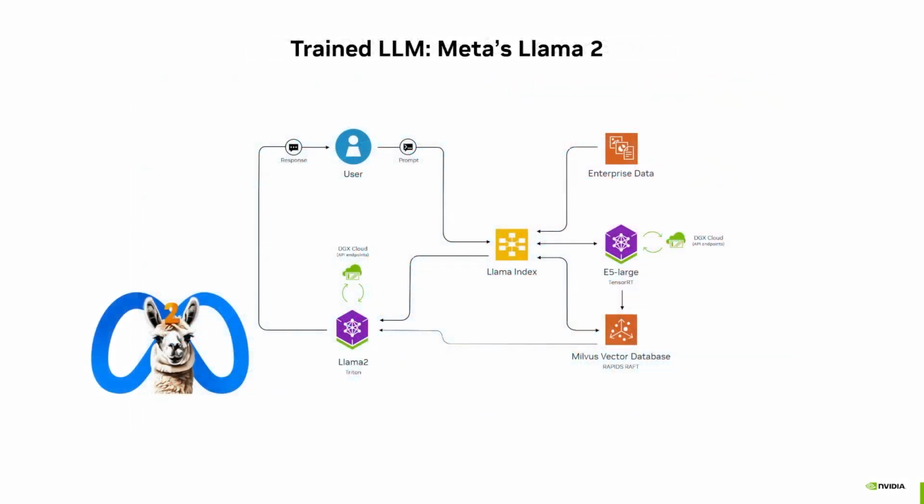Last in the pipeline is the trained LLM. At NVIDIA, we chose Meta's Llama 2, a family of pre-trained and fine-tuned LLMs, Llama 2 and the Llama 2 Chat. It scales up to 70 billion parameters. Llama 2 Chat models generally perform better than existing open-source models.